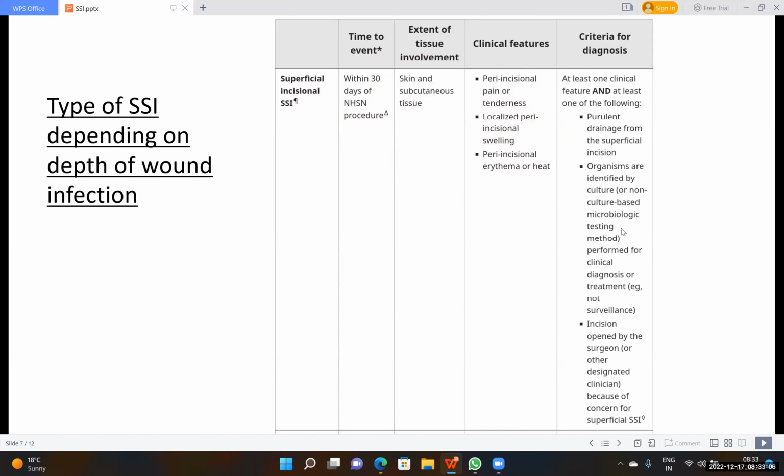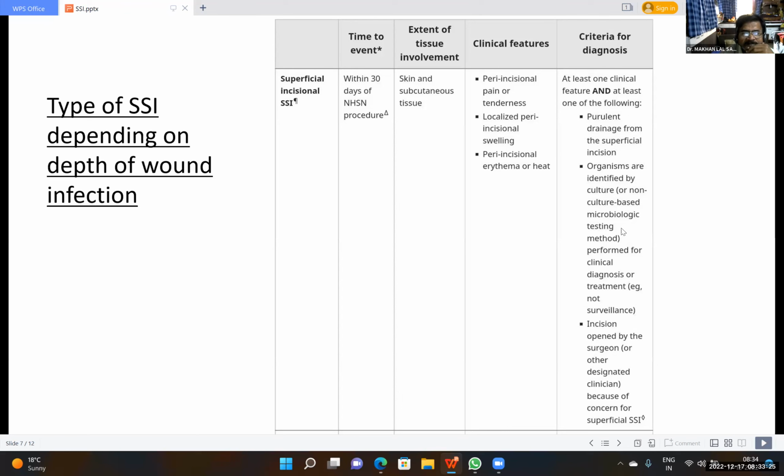So these types of SSI, depending on the depth of wound infection, we have already seen. Sir, should I repeat? No. You just say how to evaluate the patient. Patient having a surgical site infection, how do you assess the patient? What are the steps you take?